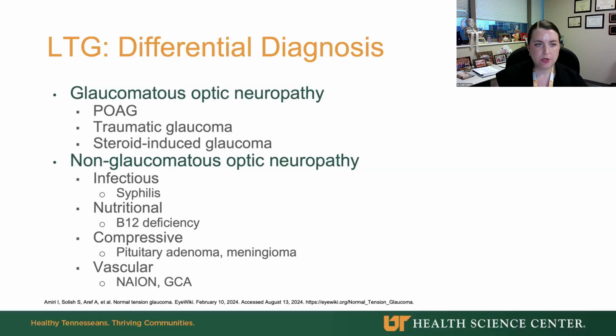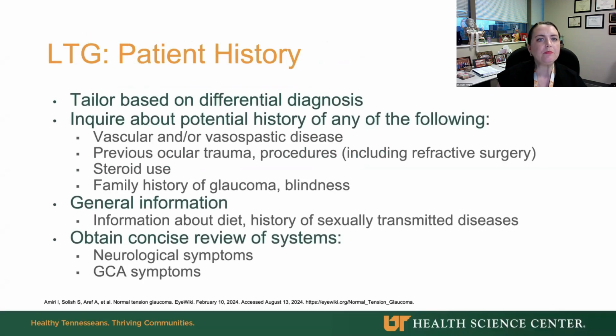So always good in a new patient presentation to think, okay, what's my differential diagnosis so I don't miss anything, even though I may think, okay, this is most likely low tension glaucoma. So what's going to be in the patient history, or what are some things we should inquire about to our patients who present with what is thought to be low tension glaucoma?